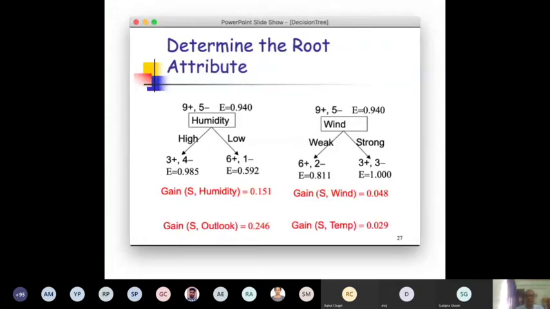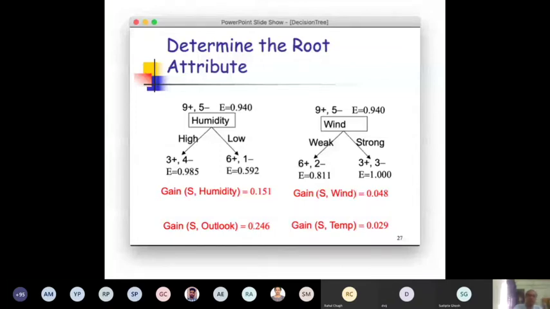Similarly, if you carry out this exercise, which is not shown, these distributions, you will find that using Outlook, or using Sky, I mean, in my tree structure I use the attribute name Sky, but Outlook is also another name, just the name, there the gain is 0.246. With temp, it is 0.029. So which one should you select out of these 4 attributes? Outlook. You should select Outlook.